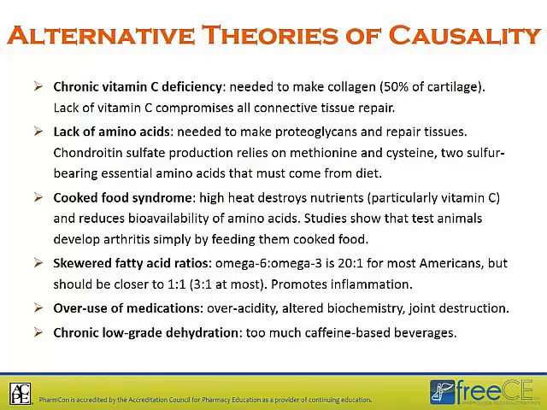For most Americans, the omega-6 fatty acid to omega-3 fatty acids are at a ratio of at least 20 to 1. But a more ideal ratio should approach 1 to 1, or at the most 3 to 1 in favor of the omega-6s. The reasoning is because omega-6 fatty acids in abundance promotes inflammation, whereas balancing them off with omega-3s reduces inflammation. Another theory is overuse of medications, especially non-steroidal anti-inflammatories.